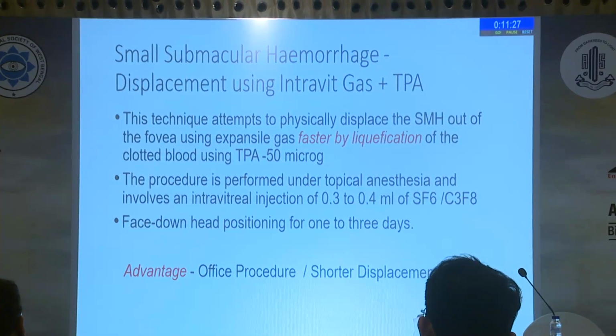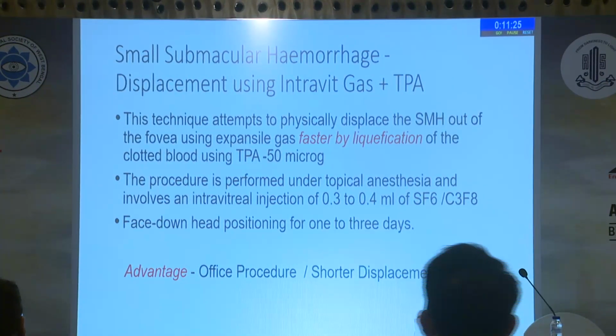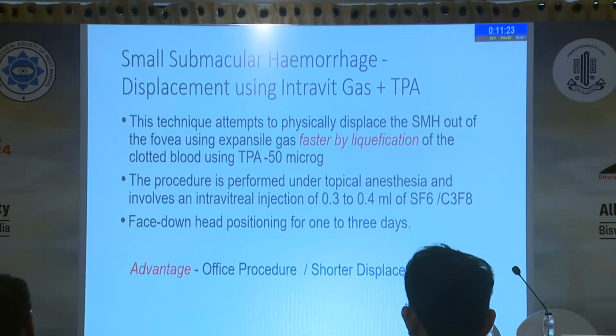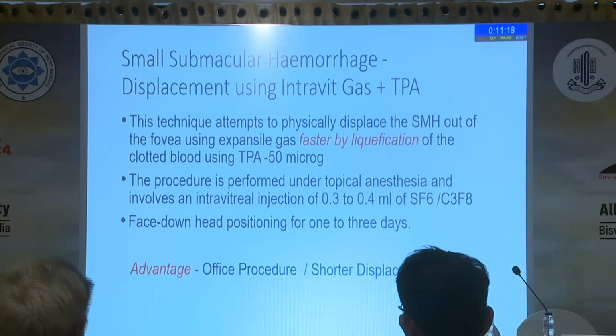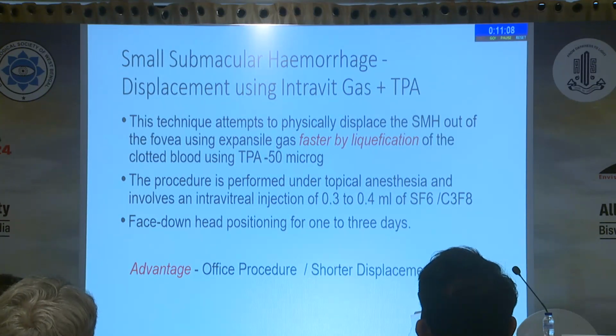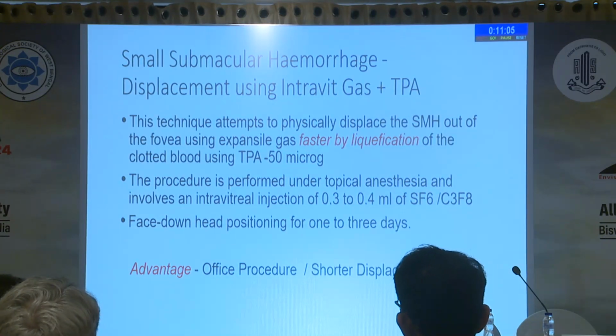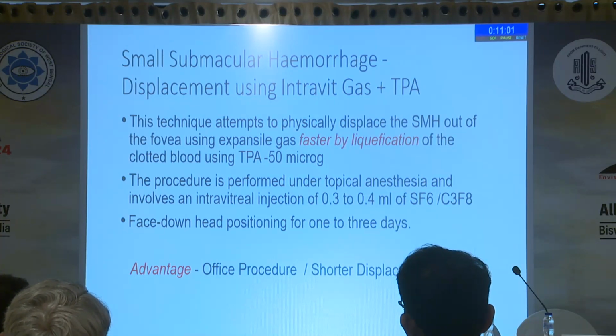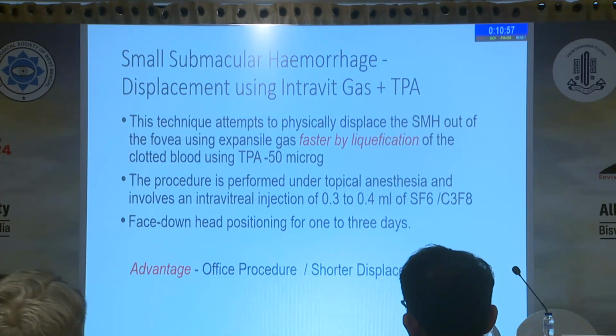This technique attempts to physically displace the submacular hemorrhage out of the fovea using expansile gas, faster by liquefaction of the clotted blood using tPA. The dose given is 50 micrograms. The procedure is performed under topical anesthesia and involves an intravitreal injection of 0.3 to 0.4 ml of SF6. Most commonly I use SF6 and sometimes C3F8. A face down positioning is done for 1 to 3 days, and the advantage is that you can do it in OPD and there's a shorter displacement time.